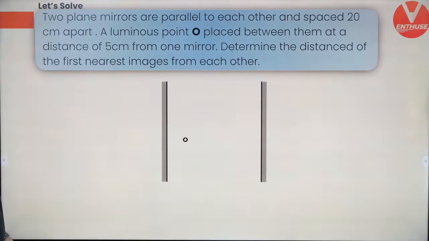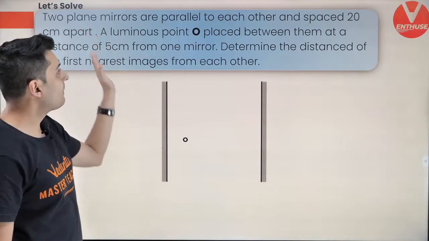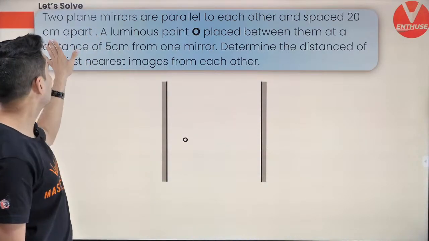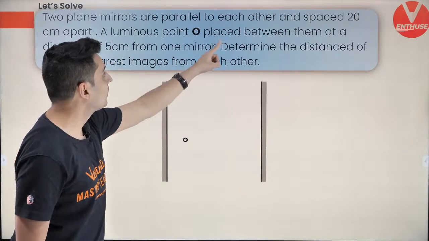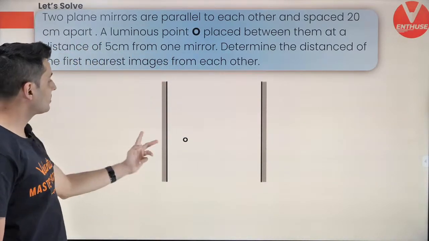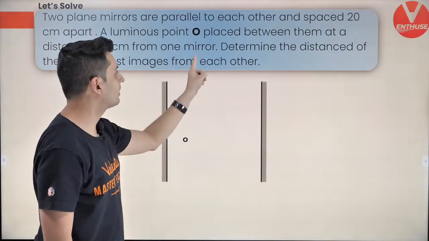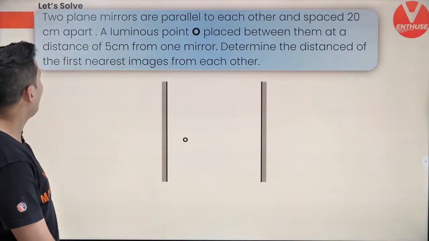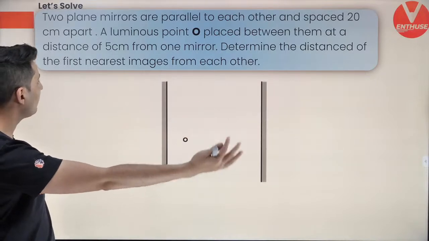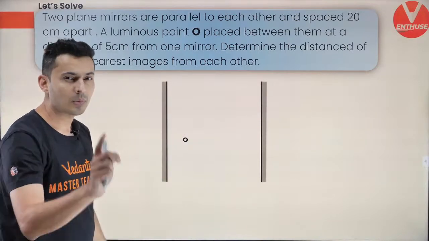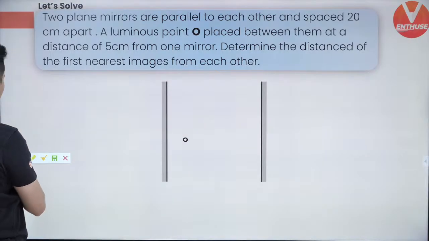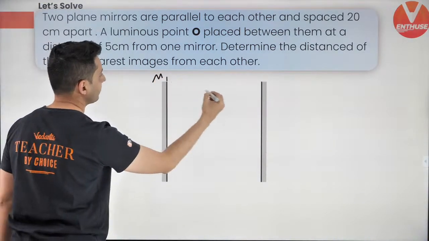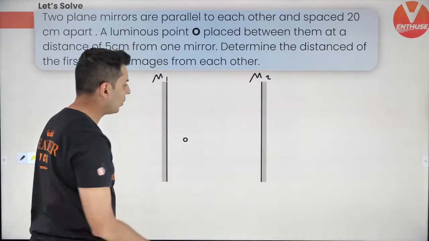Very interesting question, guys. There are two mirrors parallel to each other and spaced 20 centimeters apart. A luminous point O is placed between them at a distance of 5 centimeters from one of the mirrors. Then find the distance of the first nearest images from each other. Very important. Very good question. Let's see how to solve this. Let's say I call this mirror 1 and this mirror 2.